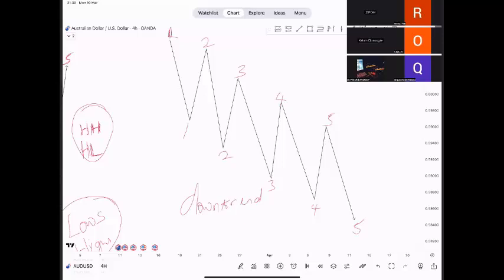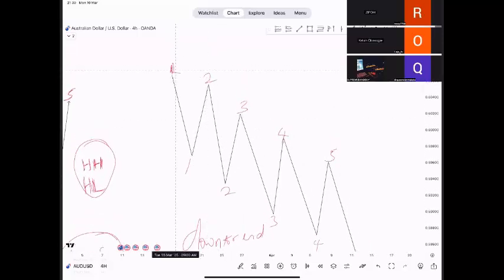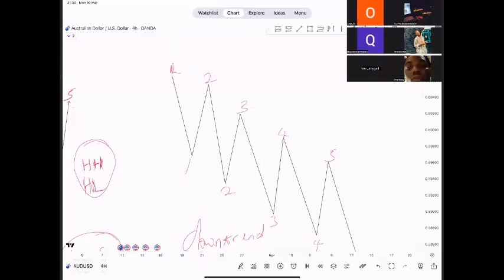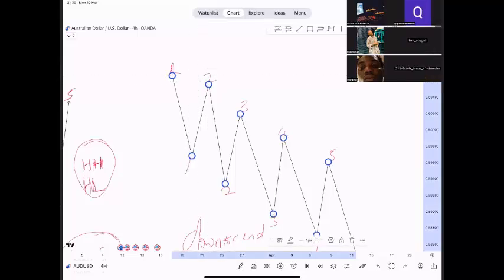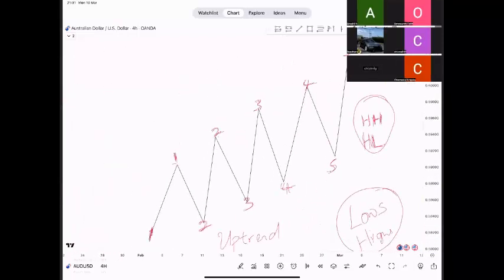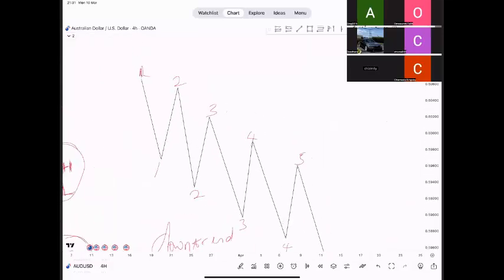You can see that again. I'm coming back again. You can see this is what I enumerated as 1, 2, 3, 4, 5. Meanwhile, 2 is lower than 1, 3 lower than 2, 4 lower than 3, 5 lower than 4. Remember, in an uptrend, 2 is higher than 1, 3 higher than 2, 4 higher than 3, 5 higher than 4. Well, in a downtrend, 2 is lower, 3 is lower, 4 is lower, 5 is lower, right?